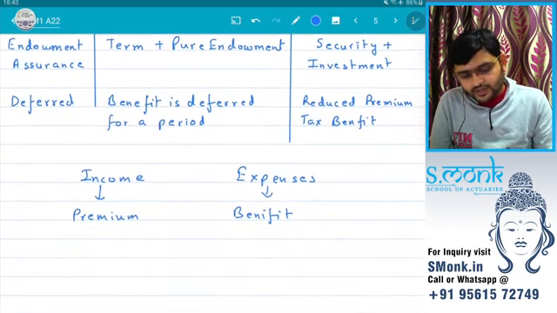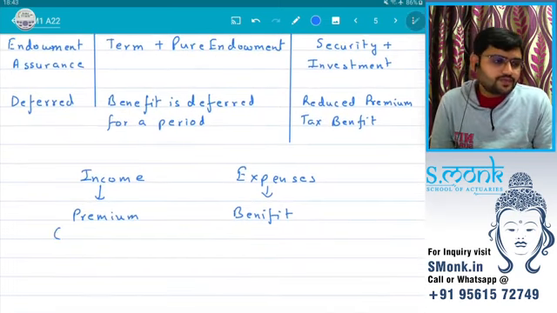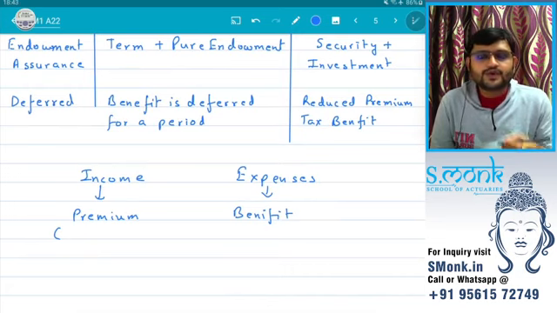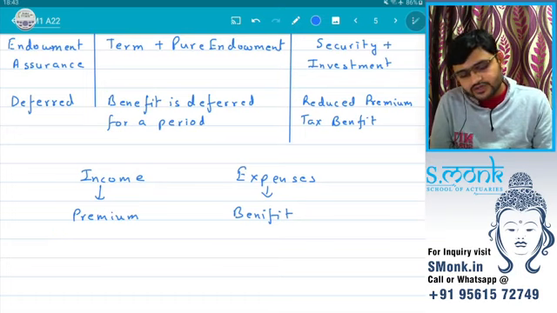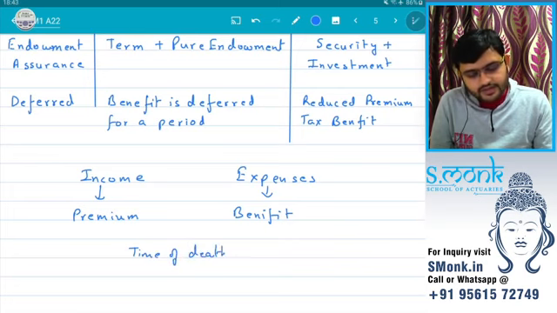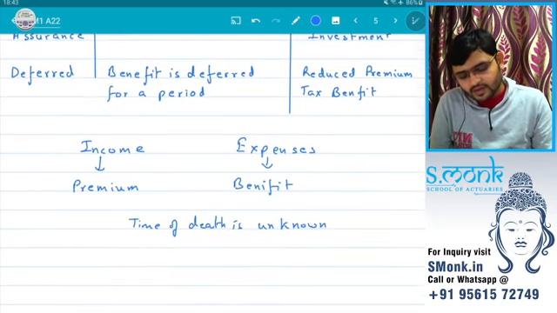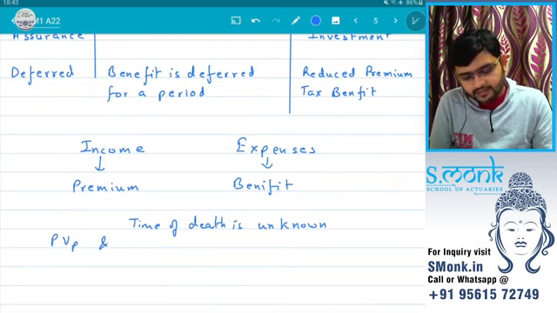But in this we don't know how many premiums would be paid because we don't know when the person might die. Okay, so because the time of death is unknown, the present value of premium and the present value of benefit cannot be calculated.